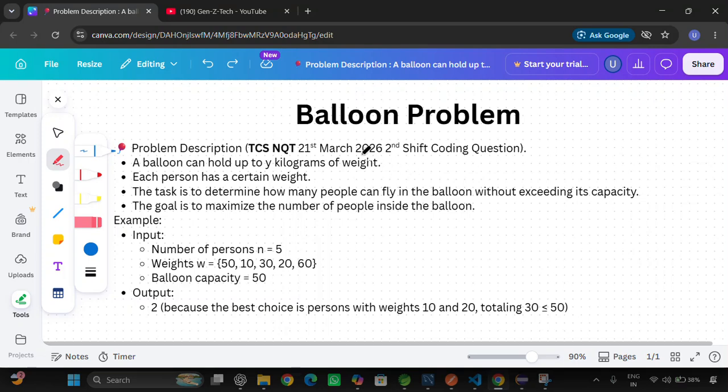Hey people, welcome back. Today we are going to discuss the balloon problem, which was asked in the TCS NQT coding question on 21st March 2026 in the second shift.